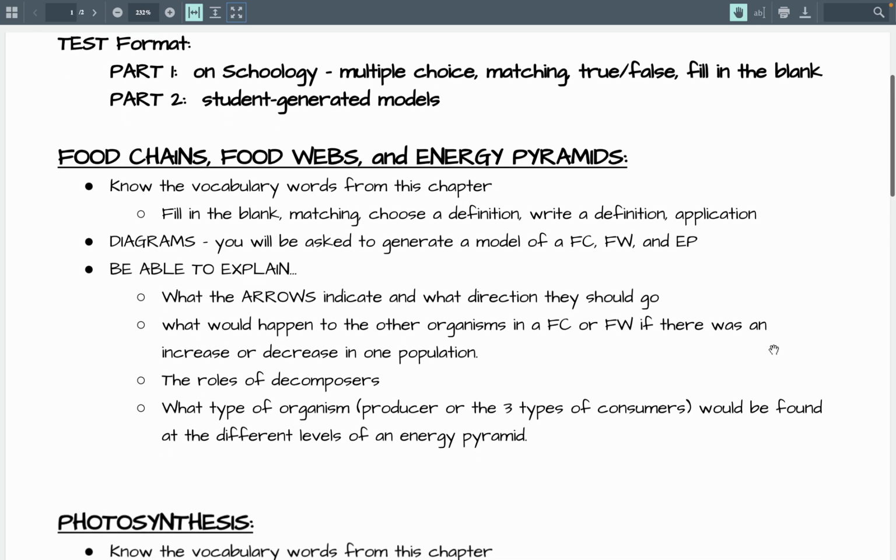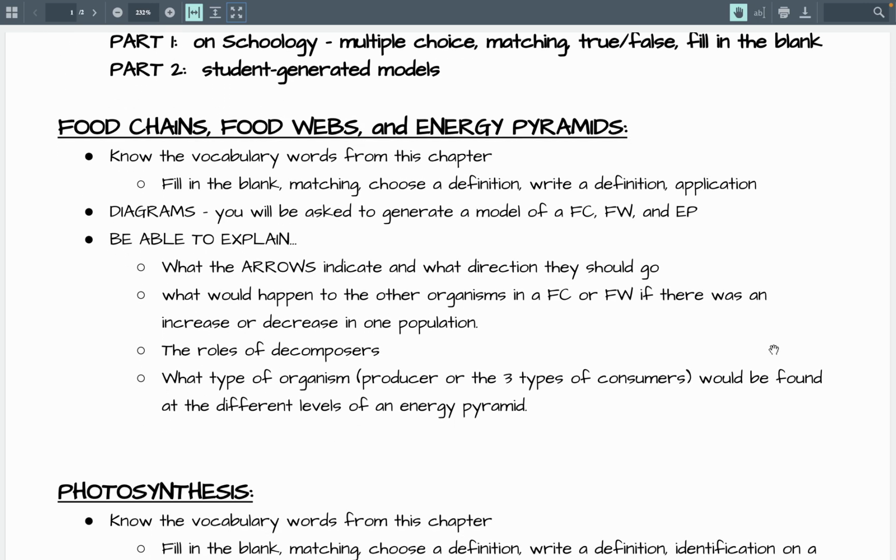So for food chains, food webs, and energy pyramids, right here it says you need to know your vocabulary. Here's the format in which you're going to see the vocabulary. It may be a fill in the blank. It may be a matching, maybe a choose a definition. Maybe I'm going to ask you to write a definition, and definitely application of all of those words.